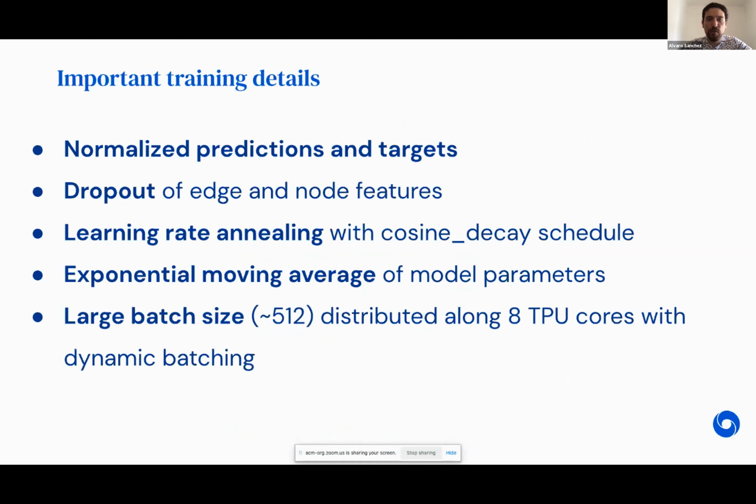Then we use several other standard techniques, such as target normalization, dropout, learning rate annealing, and exponential moving average of the model parameters for increased performance. We also trained with a large batch size of 512, which was easy with JAX, as we could seamlessly distribute the training across 8 TPU cores.